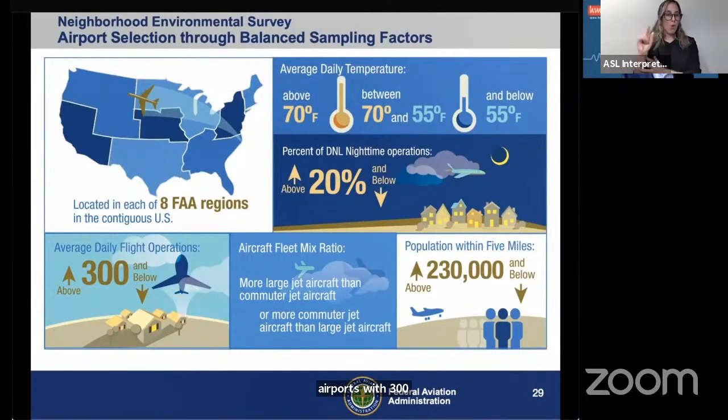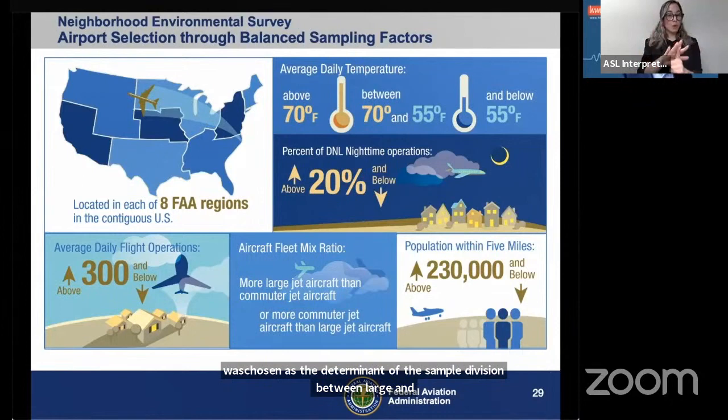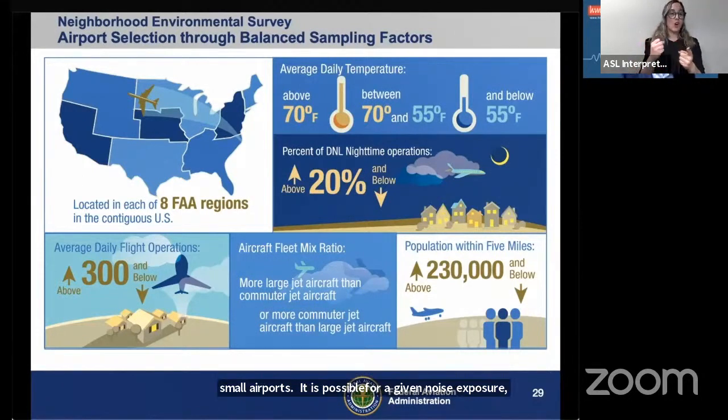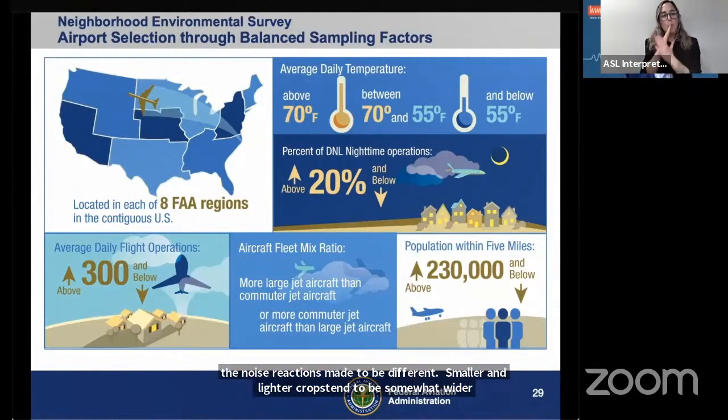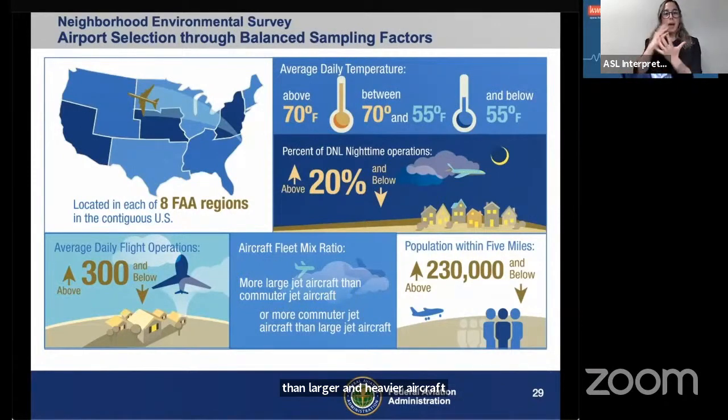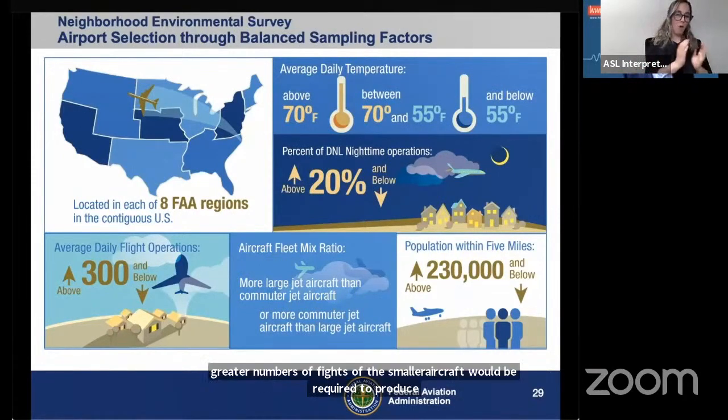It is possible that for a given noise exposure, annoyance reactions may be different depending on fleet mix. Smaller, lighter aircraft generally tend to be somewhat quieter than larger, heavier aircraft. Consequently, greater numbers of overflights of the smaller aircraft would be required to produce a cumulative noise exposure equivalent to that produced by a lesser number of large aircraft.